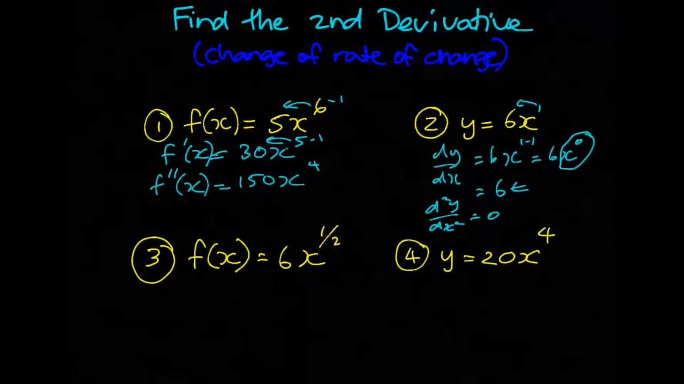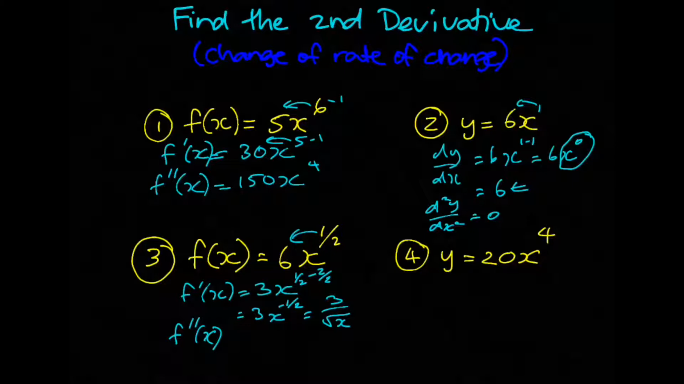Okay, moving on to 3, f dash of x equals, you bring this down to multiply by the 6, which leaves 3, x to the half minus 1, which is 2 on 2, to get the same denominator, equals 3x to the negative a half, which equals 3 on the square root of x. To do the second derivative here though, we use this here, not this one. We need it to be in this form with x up the top.